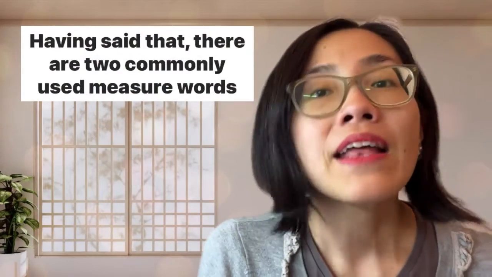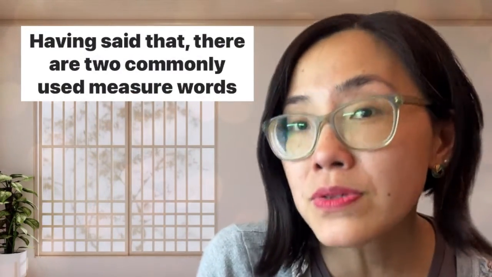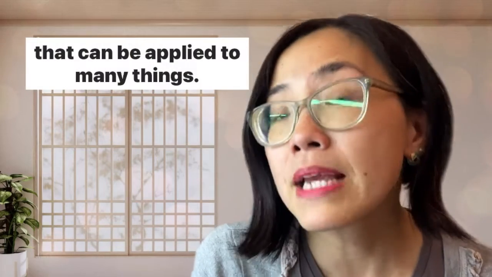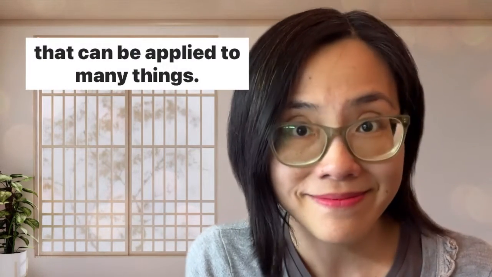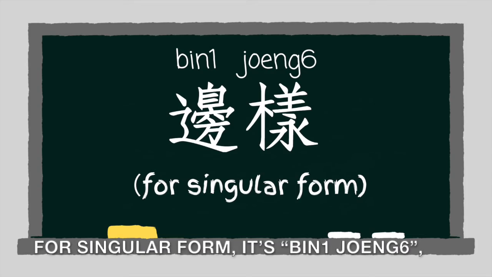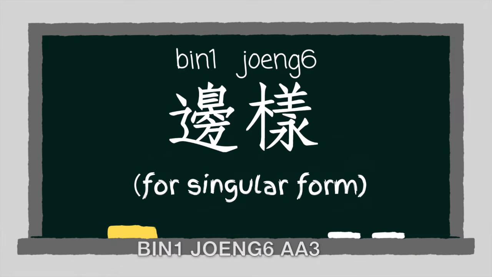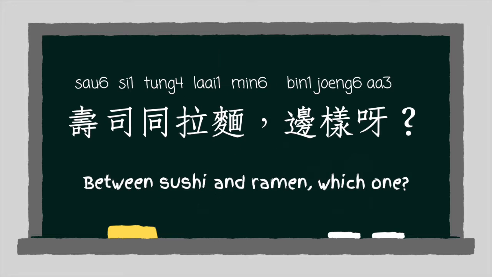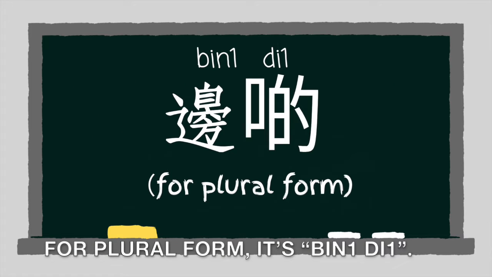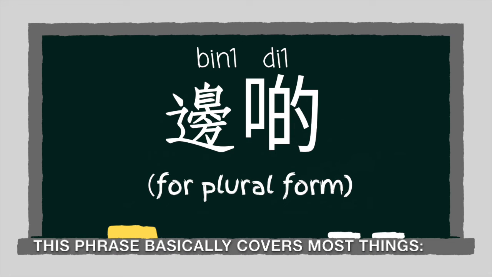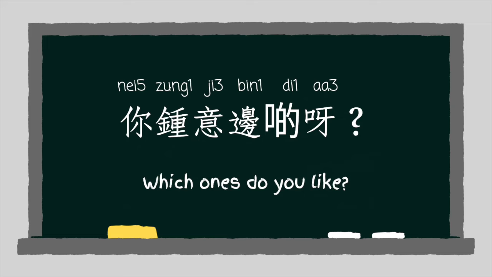Having said that, there are two commonly used measure words that can be applied to many things. For singular form is 邊樣, and you could simply ask 邊樣啊? 壽司同拉麵邊樣啊? For plural form is 邊啲. This phrase basically covers most things. 你鍾意邊啲啊?